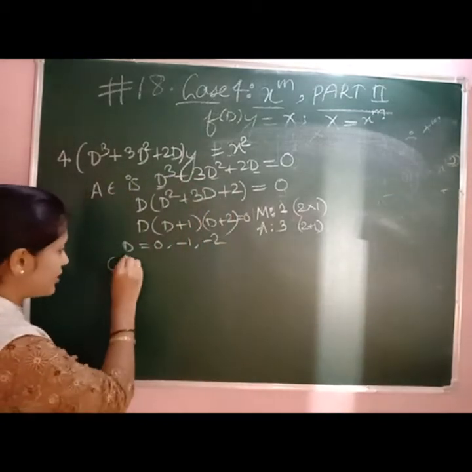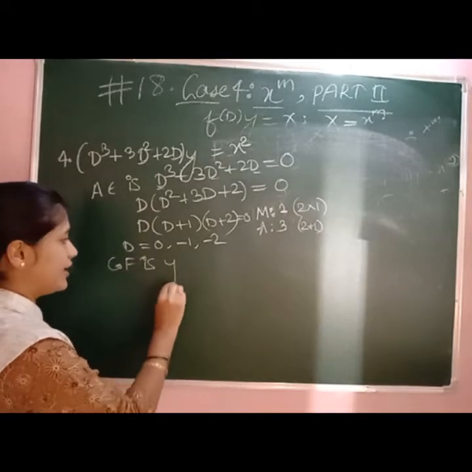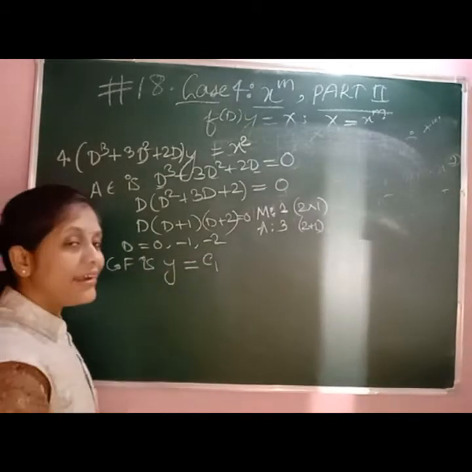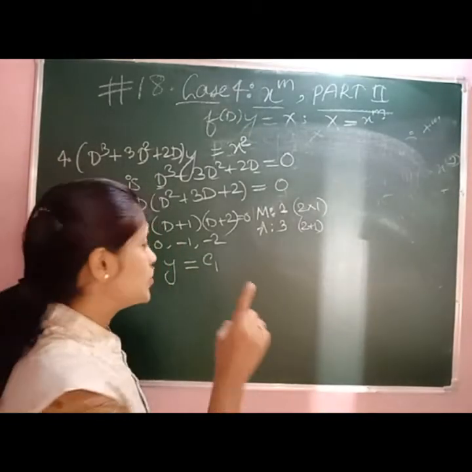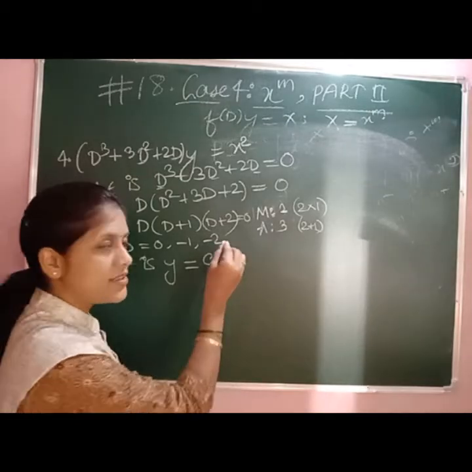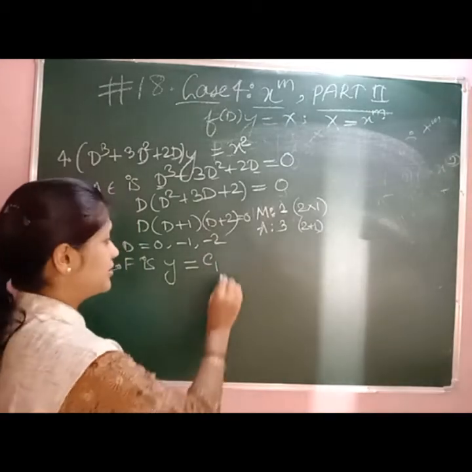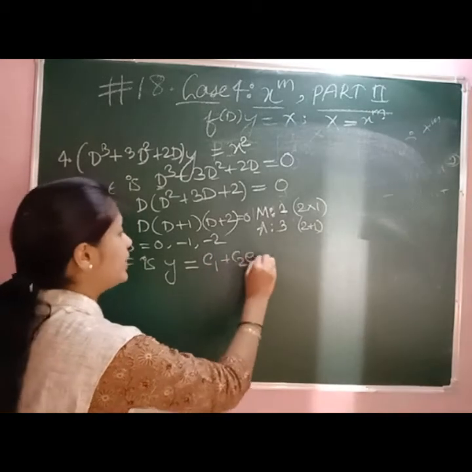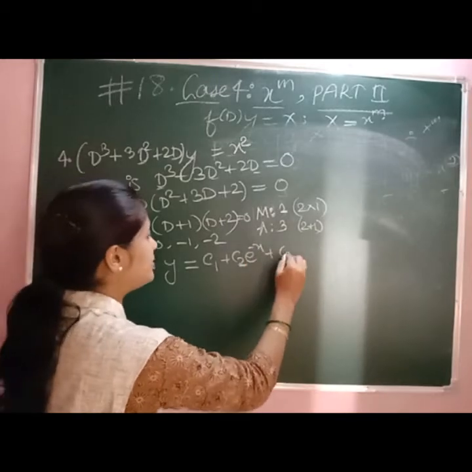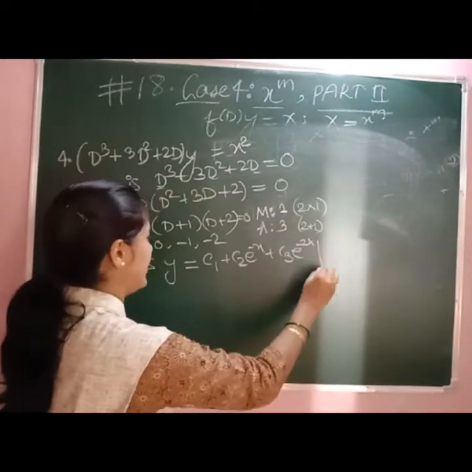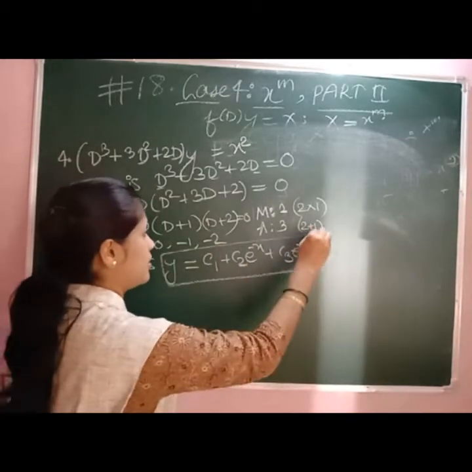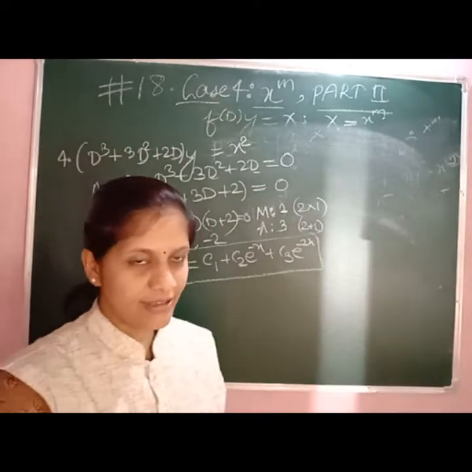So the complementary function is y equal to C1 e raised to 0x, which is 1. So if you want, you can write e raised to 0x or leave it like this, plus C2 e raised to minus x plus C3 e raised to minus 2x. So this is our CF.